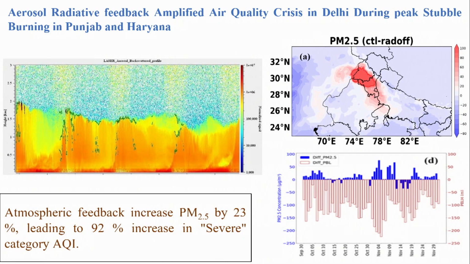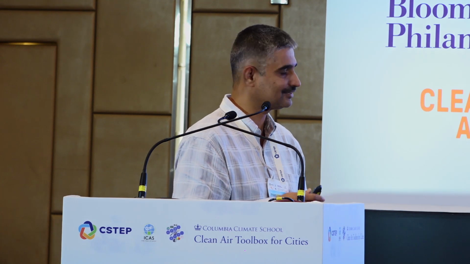Another problem that requires attention and is creating a mess is a strong aerosol radiative feedback. If you look at the vertical distribution of aerosol, this is aerosol backscatter during a peak biomass burning season, and you can see that the aerosol pollution is not confined to the surface. It is distributed throughout a 1 kilometer boundary layer. Because of this thick layer of aerosol, you get a lot of aerosol radiative feedbacks, and that adds to the already poor air quality in Delhi.